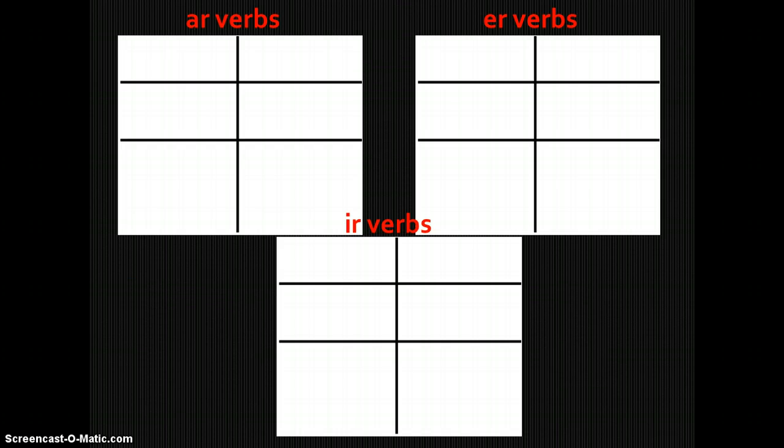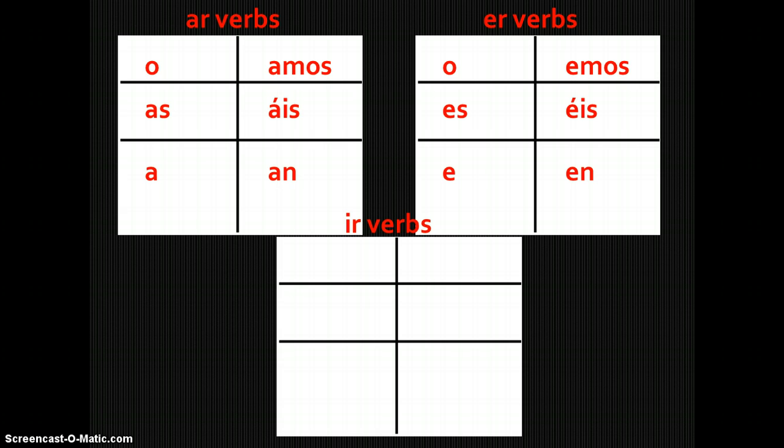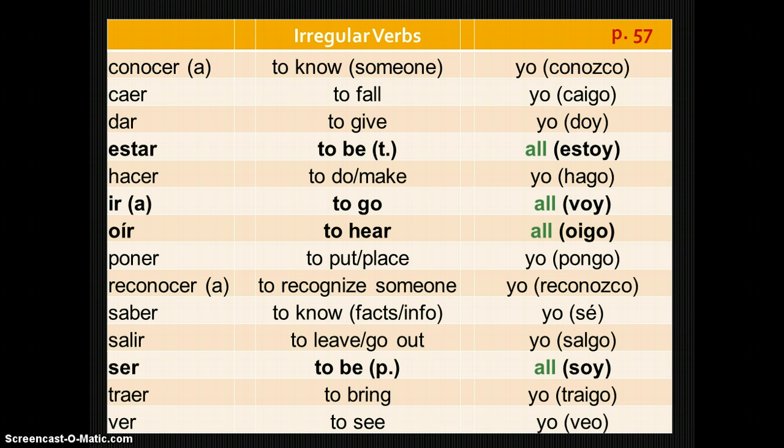So let's review that. For AR verbs, remember it is o, as, a, amos, áis, and an. ER verbs, o, es, e, emos, éis, and en. IR verbs, o, es, e, imos, ís, and en.